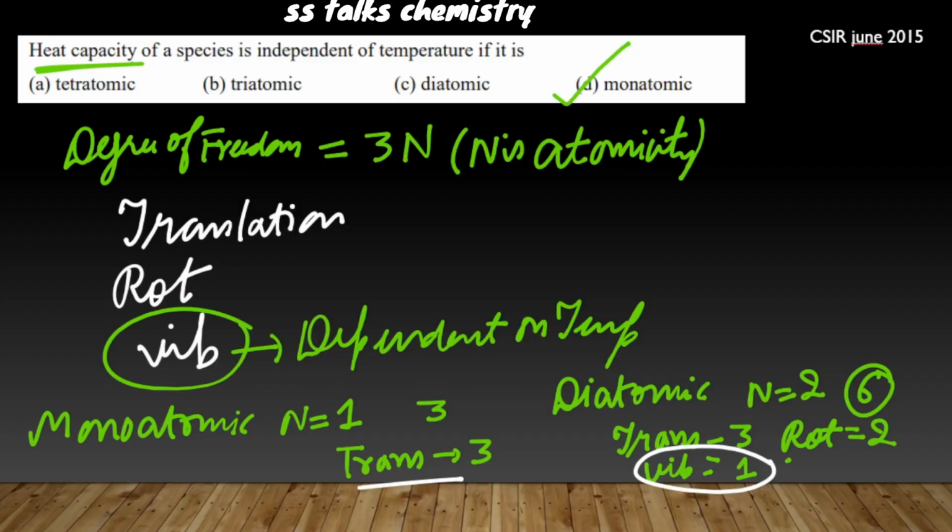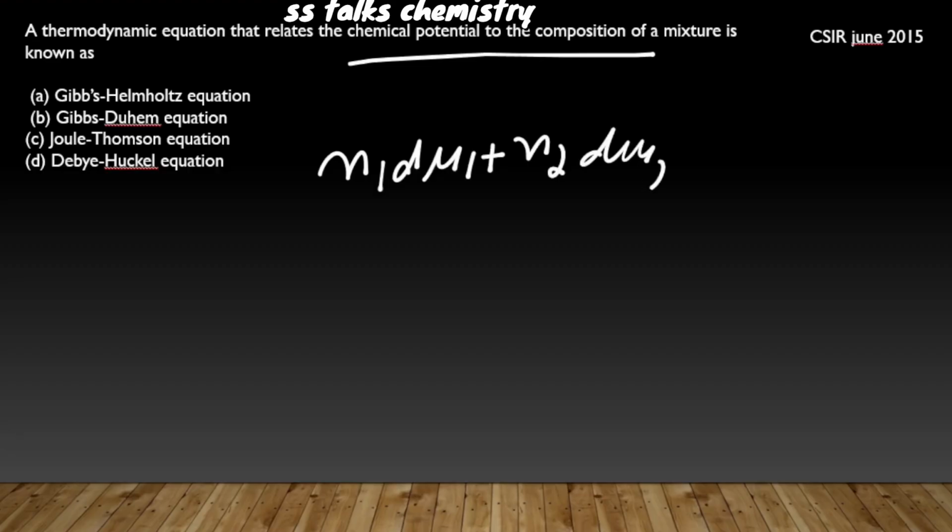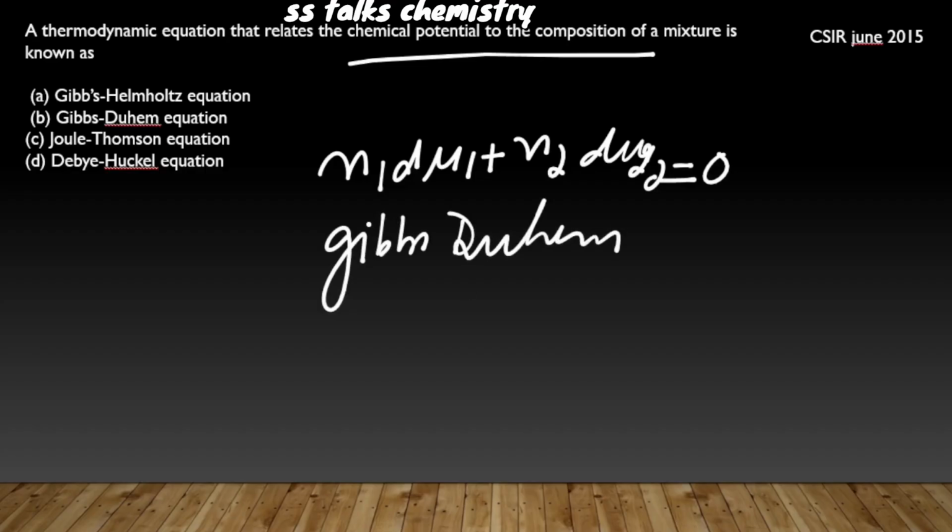Okay, next this question now. A thermodynamic equation of state that relates the chemical potential to the composition of a mixture is known as, so we have seen it as N1 dmu1 plus N2 dmu2 equal to 0. This is nothing but the Gibbs-Duhem equation. So mu is the chemical potential and the composition is the number of moles, which implies option B will be the right answer in this.